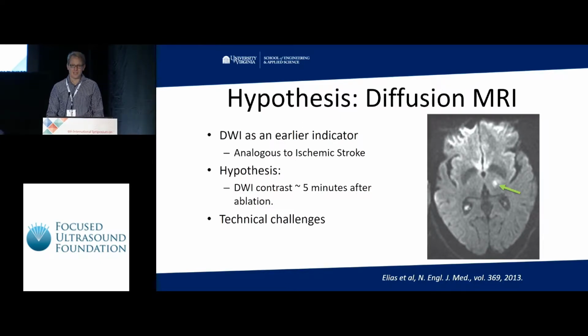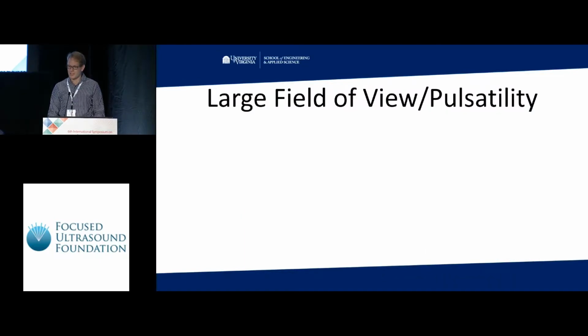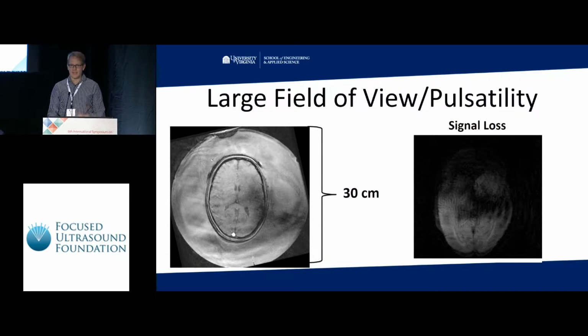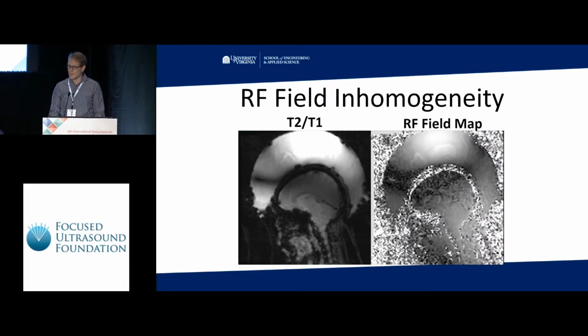There are some technical challenges to this approach, which I'll just go over very briefly. First, the transducer has a very large field of view that can make it challenging to do high-resolution diffusion imaging. And second, cardiac pulsations of the brain can introduce signal loss. But the most challenging barrier to this kind of imaging is that for some versions of the transducer, including the one that we have at UVA, there's some very severe inhomogeneity in the RF transmission field of the MRI scanner.